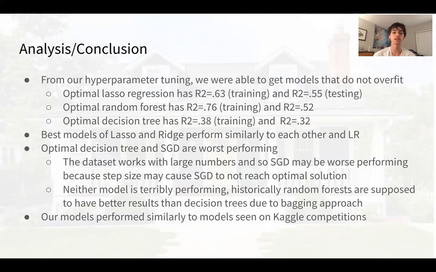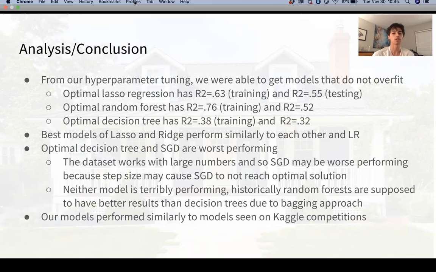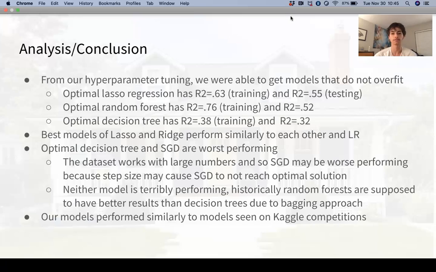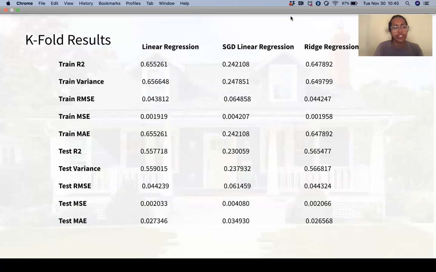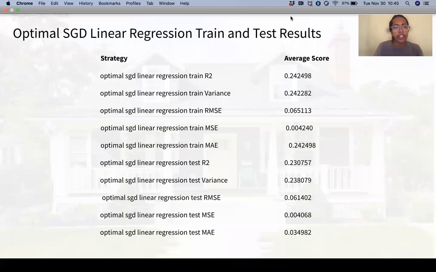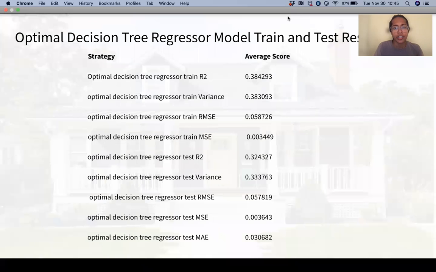We believe that's because the data set works with large numbers, and therefore SGD may be worse performing because of the step size. It could cause it to not reach that optimal solution. Neither model is terribly performing though. Historically, random forests are supposed to be better since they use the bagging approach. Overall, our models perform similarly to models seen on the Kaggle competitions though. Yeah, and so these were just the k-fold results and the SGD results.